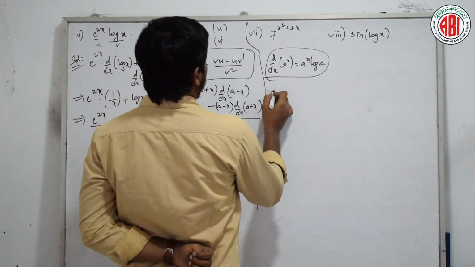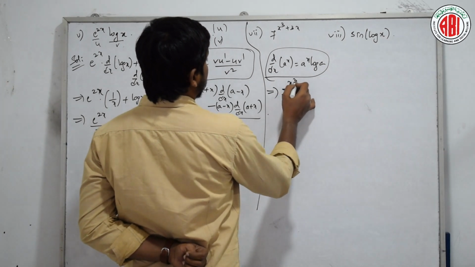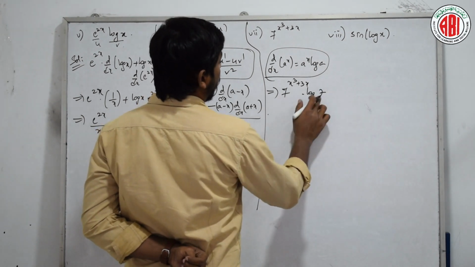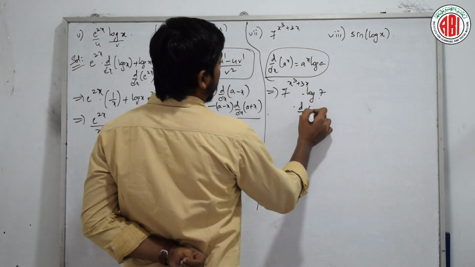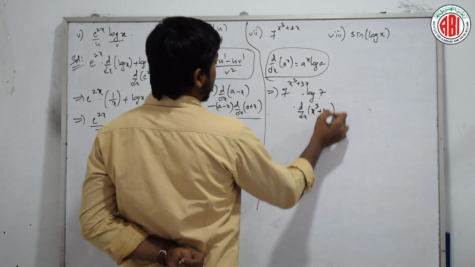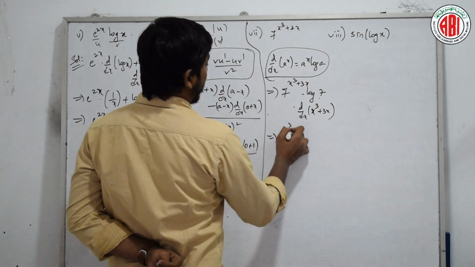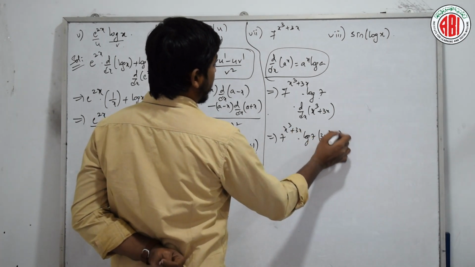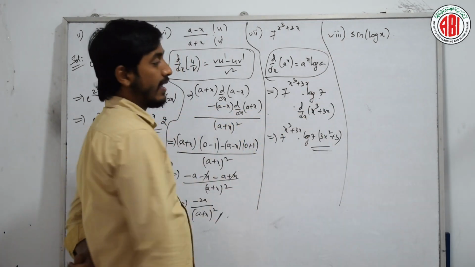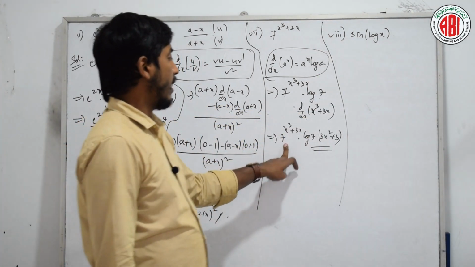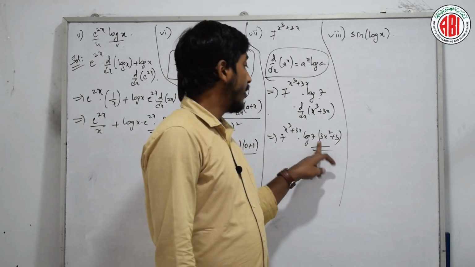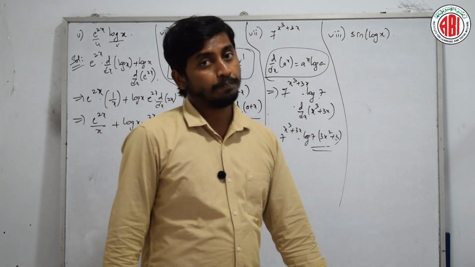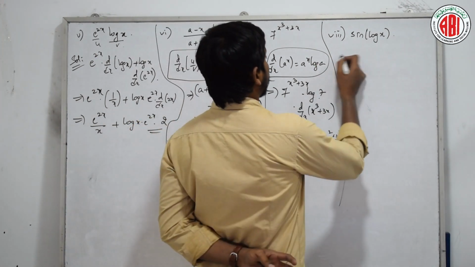Clear? Now tell me the answer, that is 7 power x cube plus 3x into log 7 into differentiation of x cube plus 3x. Now tell me the answer, 7 power x cube plus 3x log 7 into 3x square plus 3. Clear? That is the answer, nothing more than that. Here a power x log a into differentiation of this: x cube differentiation is 3x square, 3x differentiation is 3.